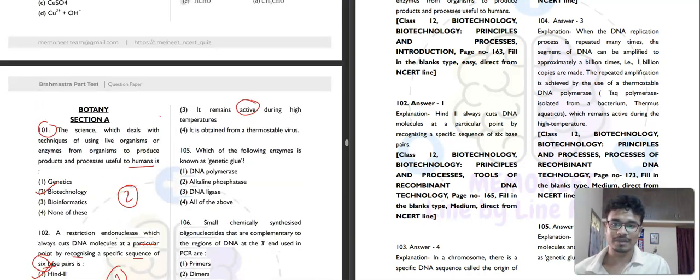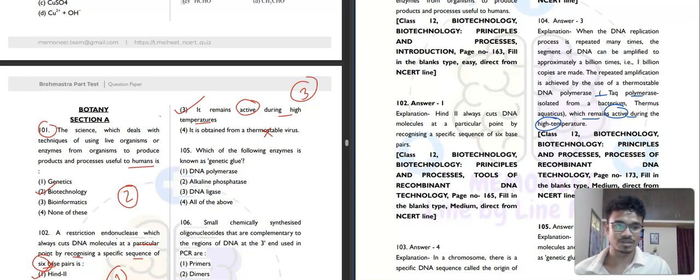It remains active during the high temperature. This is the absolute reason. It is obtained from a thermostable bacterium. This is actually true, but this is not why it is used. So the third option will be your correct answer for this question. You can also read this from here: Taq polymerase is active during high temperature.